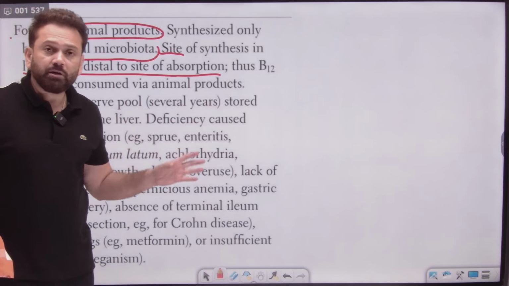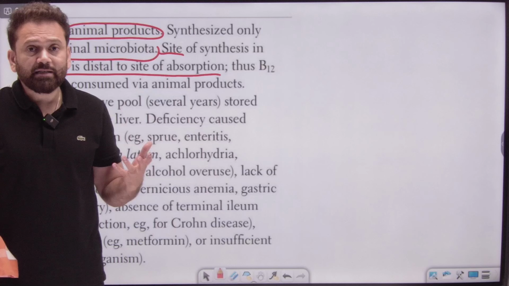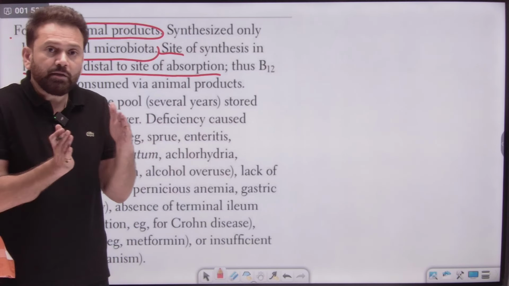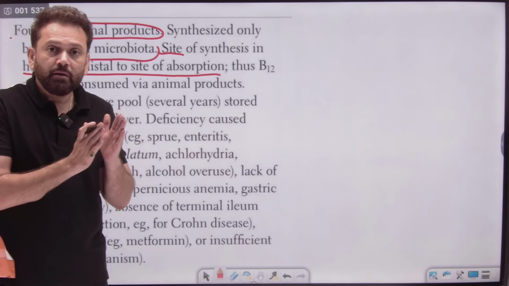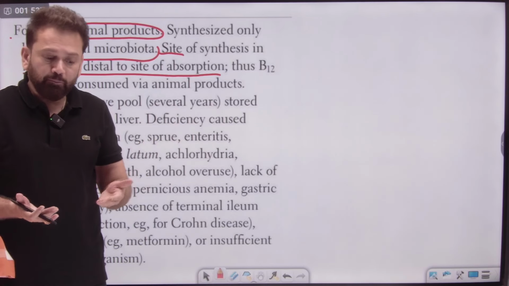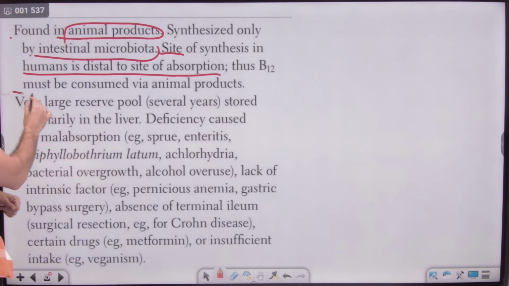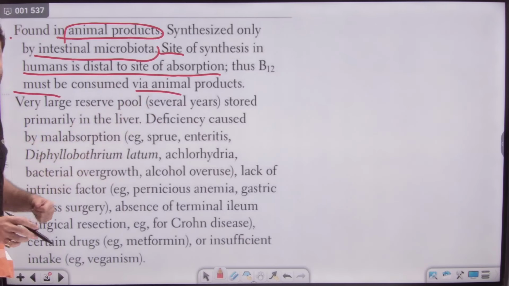That is why in the question there was gastrectomy, and we can see over there that it can cause megaloblastic anemia. So the site of absorption of B12 is the ileum, but synthesis is in the colon, by gut bacteria. So although it is produced in the gut, it cannot be absorbed. Thus B12 must be consumed via animal products. It can be from milk also.